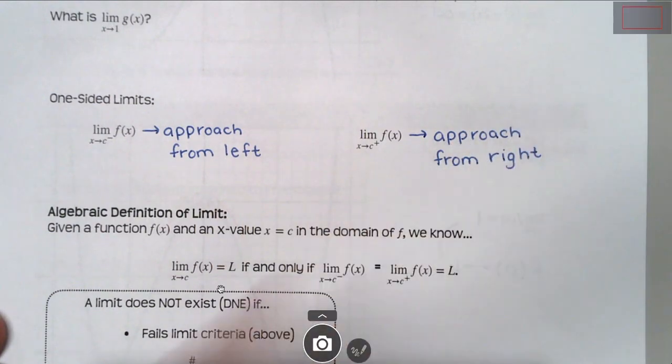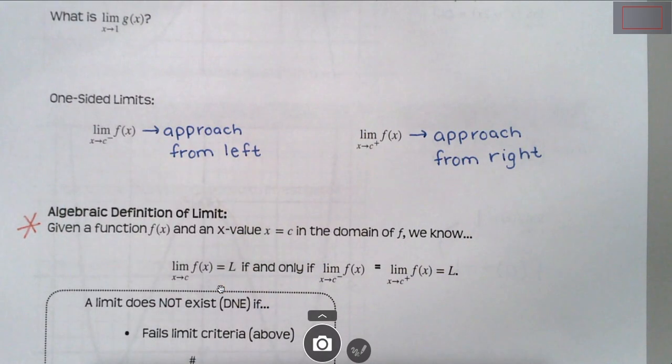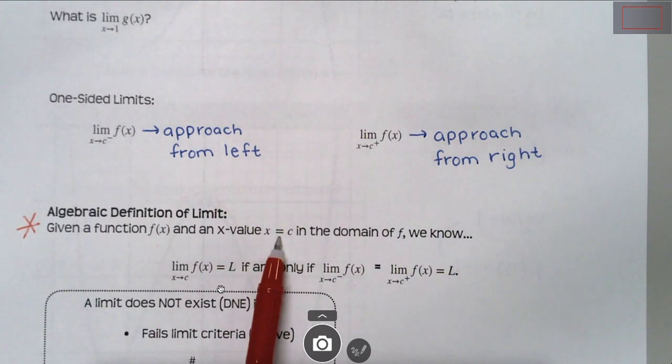And that kind of notation is going to be important for this algebraic definition of a limit, which, by the way, this is super important. Okay, so if this is not written in your notes, you're going to want to write this down. So given a function f of x and an x value x equals c, so this is just kind of the setup for how we write limits, right? We talk about a function, we talk about a specific x value that we're approaching.